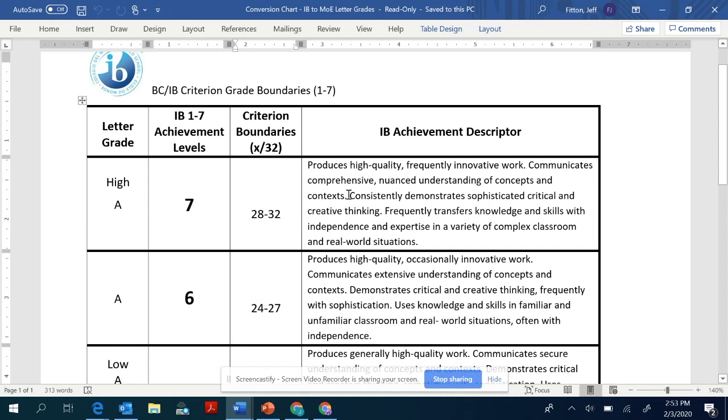So if they've gotten an 8 on criterion A, a 7 on criterion B, an 8 on criterion C, and an 8 on criterion D, well, that gives them 31. So the teacher goes, okay, it's within this range, so they get an overall achievement level of 7, and that's equivalent to a high A.